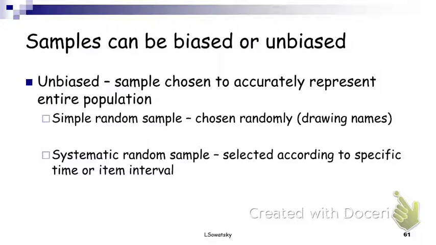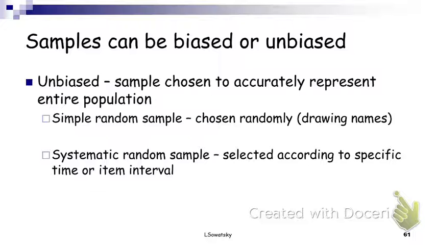And there you can get really into the different types of samples, and there's all kinds of different types, but we have a couple here. A simple random sample means people are chosen randomly. So for example, if I'm drawing names out of a bag, if I put your names in, use the note cards that we made at the beginning of the year, put them in a bag and draw them out, that would be random. A systematic random sample would be that you're selected according to a specific time or item interval.